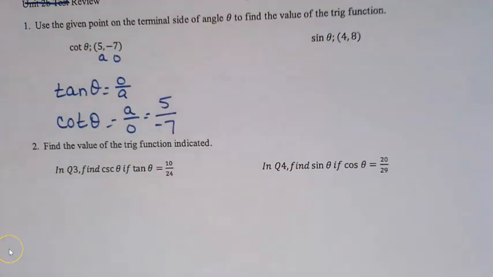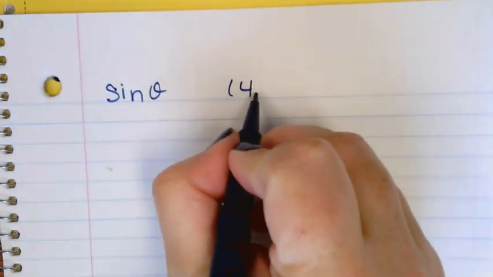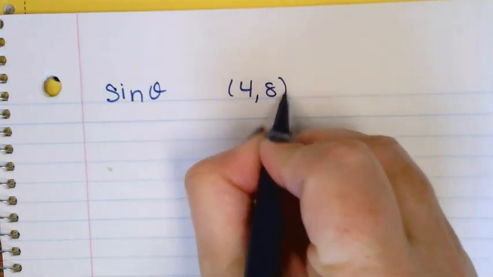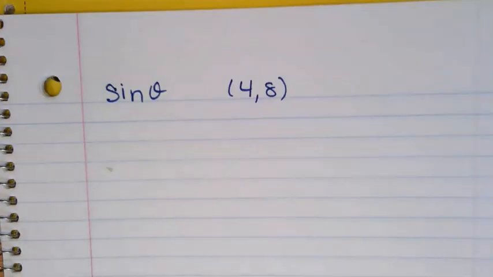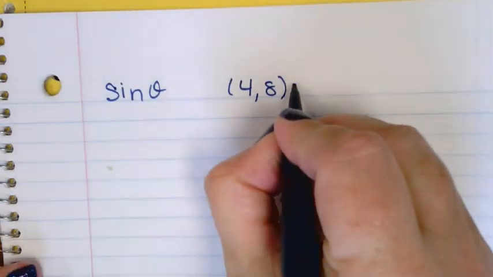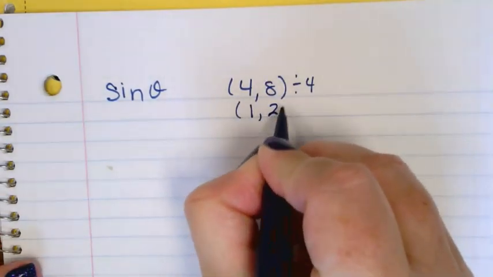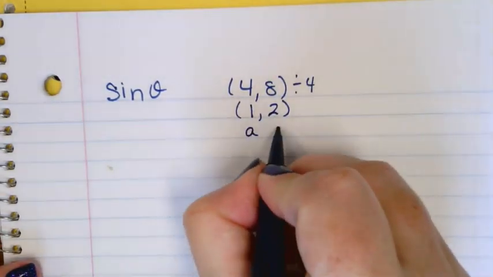Okay, now are they always going to be this easy? And the answer, sadly, no. So let's go ahead and look at this one. Find sine given 4 and 8. So my advice is we're going to reduce this first. By reducing these two numbers first, we're going to make our lives a lot easier. So I'm going to take out a 4. So this becomes a 1 and a 2. A and O.